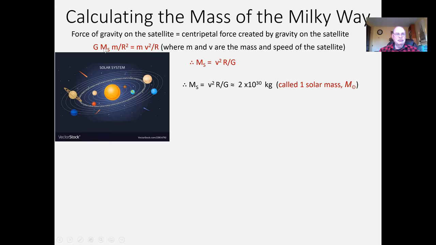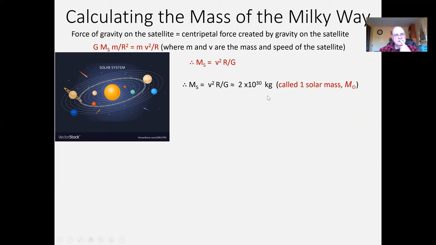They must be the same, and we're able to solve for the central mass that was creating that gravitational force to make the satellite move in a circle. And we use this formula to go ahead and calculate one solar mass. Okay, that's what we did last week.